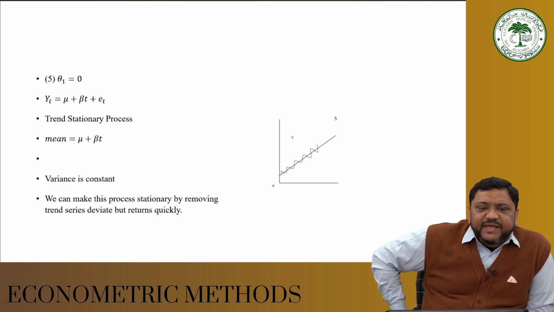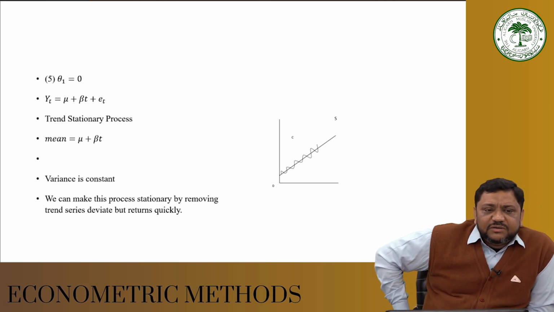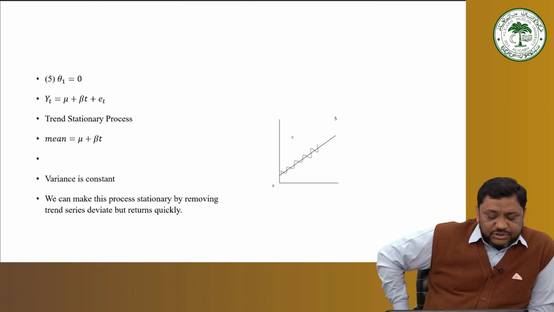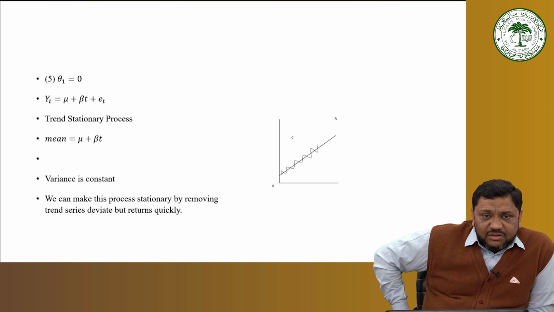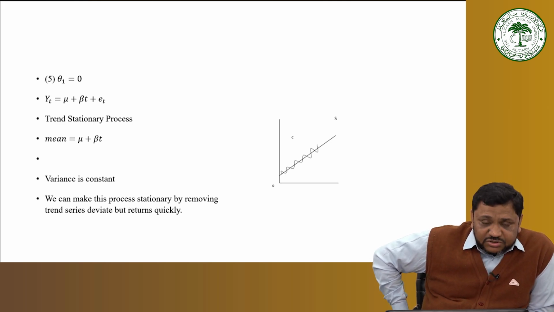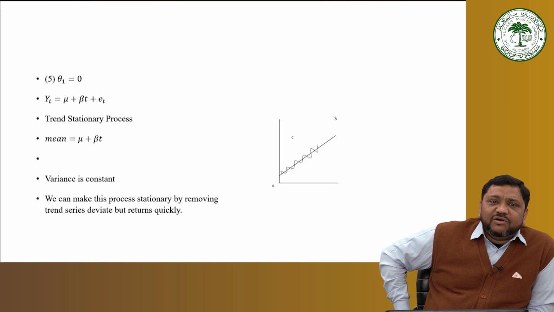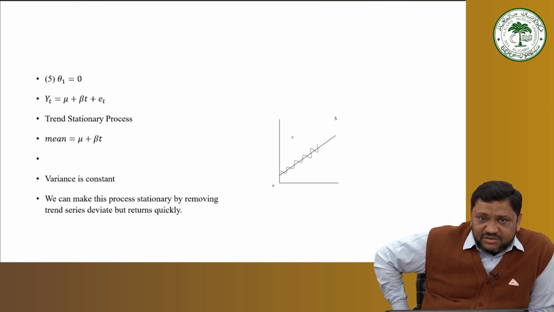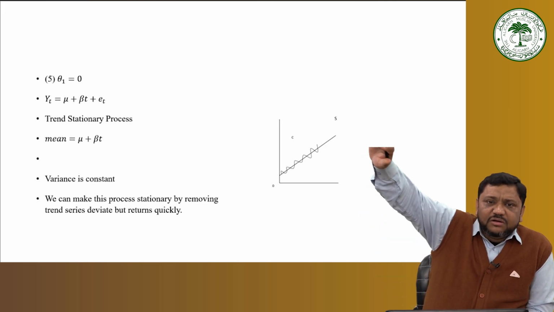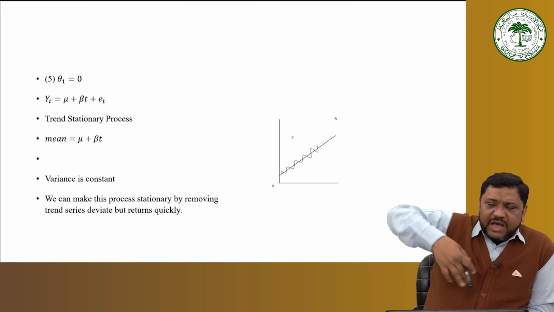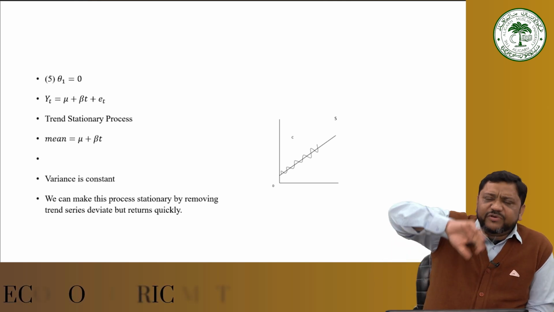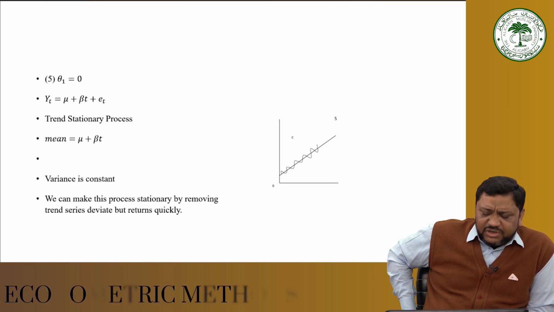Now, we see the third case. Here theta 1 is equal to 0, meaning thereby there is no yt minus 1 term. So it is just a process with mu plus beta t, only the drift parameter and the trend are there. So there is a trend, and the series is fluctuating around the trend.